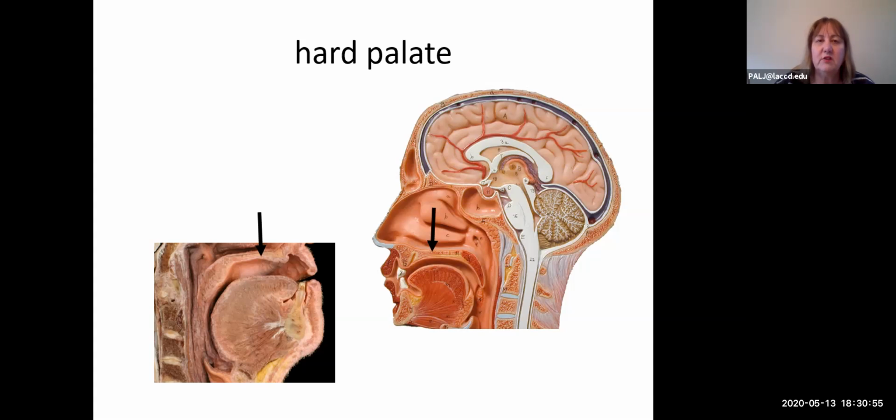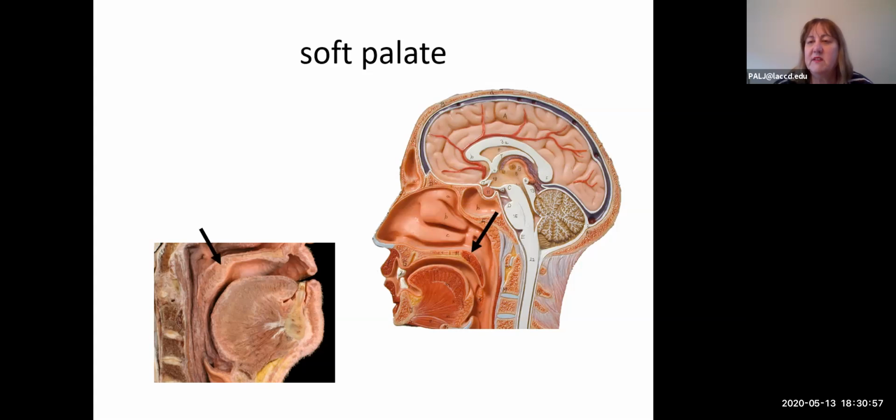And then posterior to the hard palate, we are going to have the soft palate where there is no longer any bone. So on the models, you can clearly see the bone in the palate part, and then you're looking at the part without the bone. And the same thing on the cadaver pictures. There's bone here, there's no bone there.